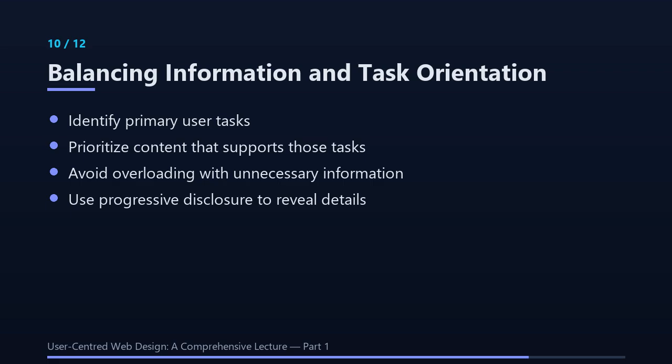Techniques such as progressive disclosure allow designers to hide secondary details until the user explicitly requests them, keeping the interface clean while still providing depth when required. By aligning content hierarchy with task flow, the site becomes both informative and efficient, delivering a seamless experience that respects the user's time and attention.